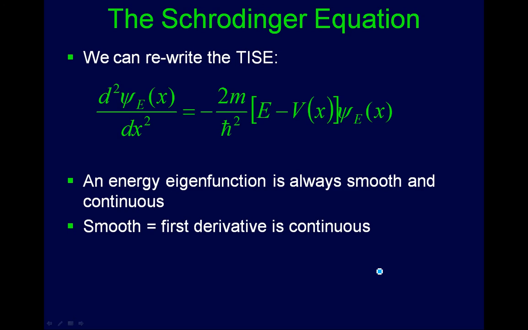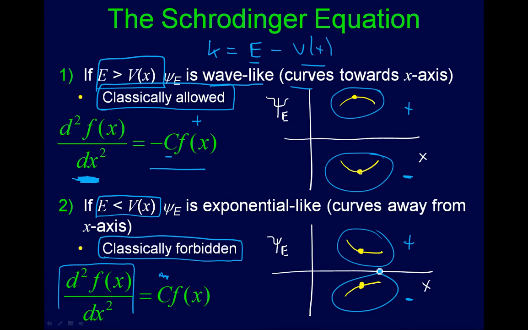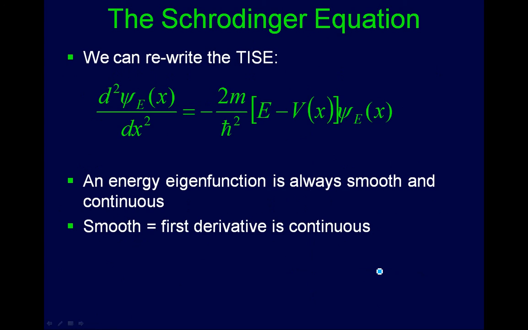All right, and those are going to be really important to us when we're plotting. So basically, when we're classically allowed, we're going to say that it's a wave-like solution. When it's classically forbidden, it's an exponential-like solution. A couple more things we want to talk about to help us with this would be, first of all, we can look at this equation and argue that it must be smooth and continuous.